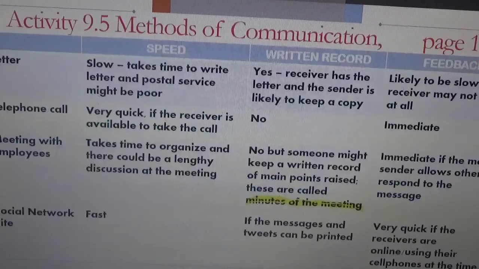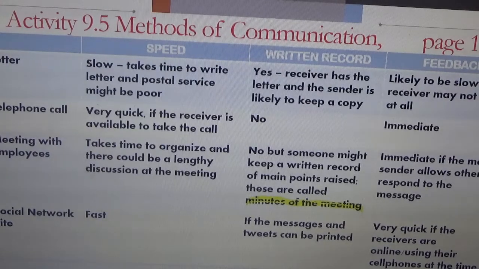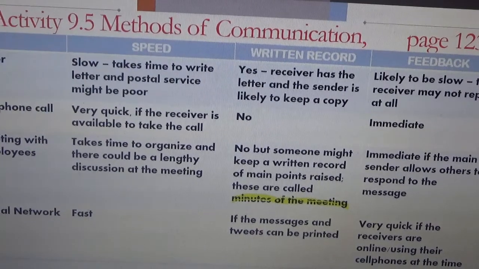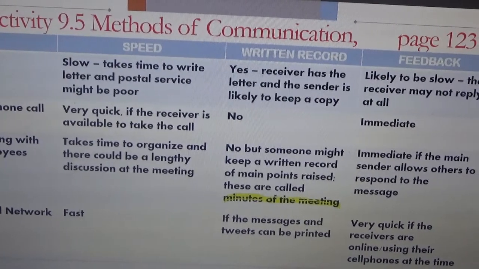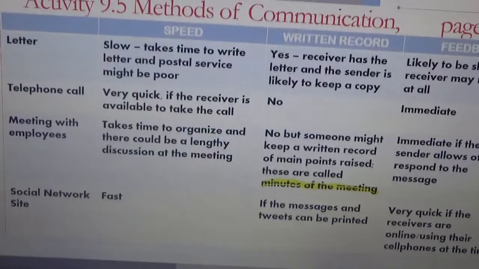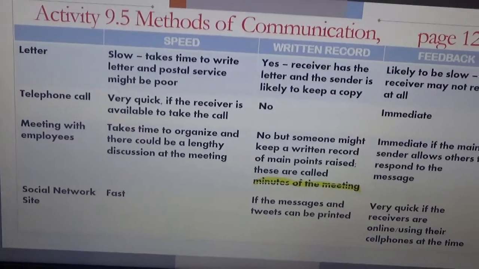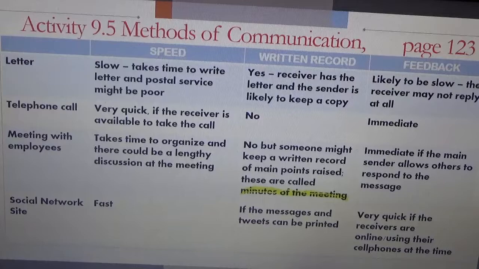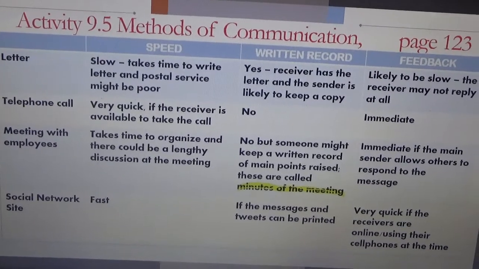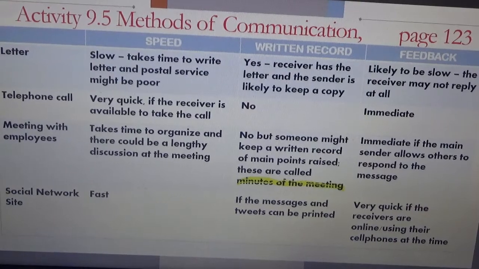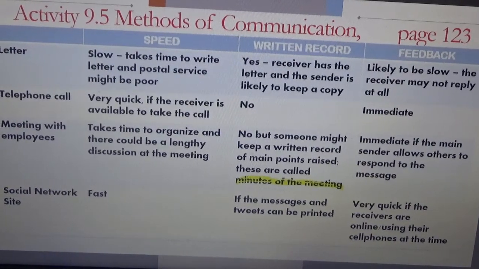Okay, in your book on page 123, you will find activity 9.5, methods of communication. You have to copy this table in your copybook, and we shall be filling out this table according to the key advantage or disadvantage of each method or means of communication.